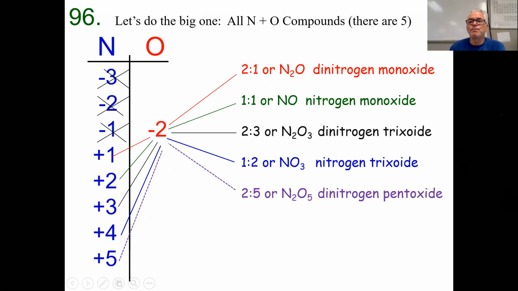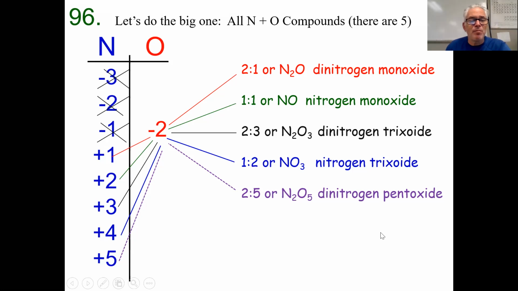So look at this. The first 3 nitrogen oxidation states we cross out, but then 5 in a row. I use different dots so you can follow it. The red one, N2O, is called dinitrogen monoxide. The green one in a 1-to-1 ratio is called nitrogen monoxide. The black one is in a 2-to-3 ratio. It's called dinitrogen trioxide. The blue one is the opposite of the one before. It's 1-to-2 now.